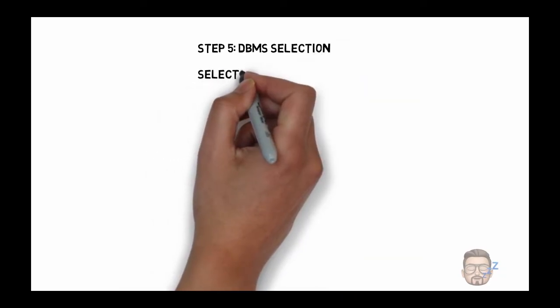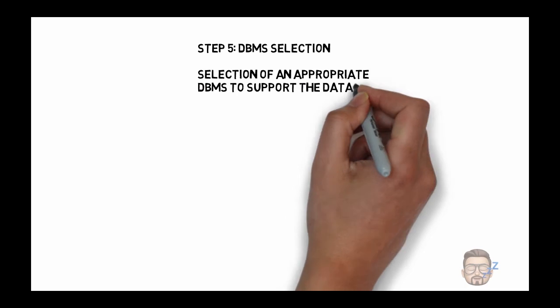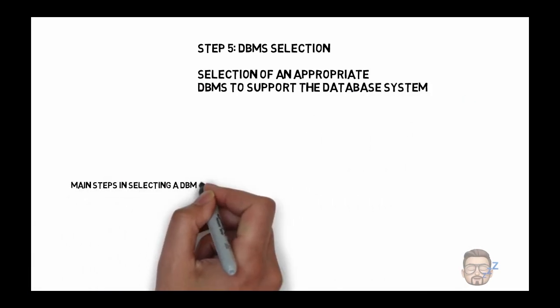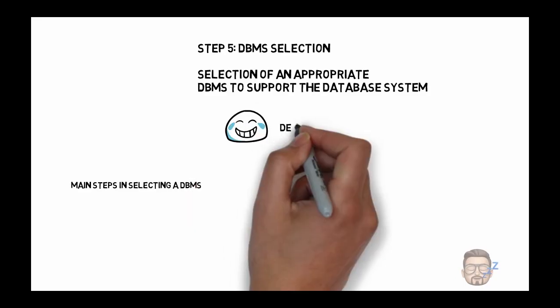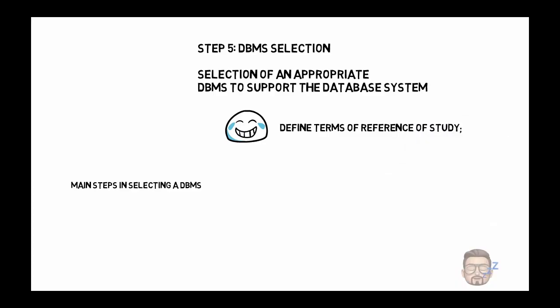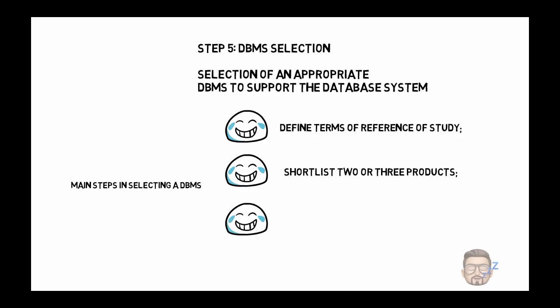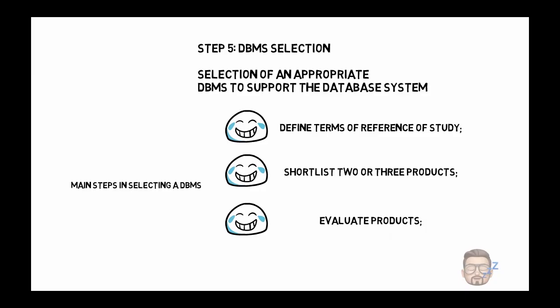Step number 5 is about DBMS selection. This is an optional step. We will do selection of an appropriate DBMS to support the database system because sometimes we already have what kind of DBMS that we are going to use in the database system. The main steps in selecting DBMS are: define terms of reference of study, shortlist 2 or 3 products, evaluate the products, and recommend selection and produce a report of pros and cons.